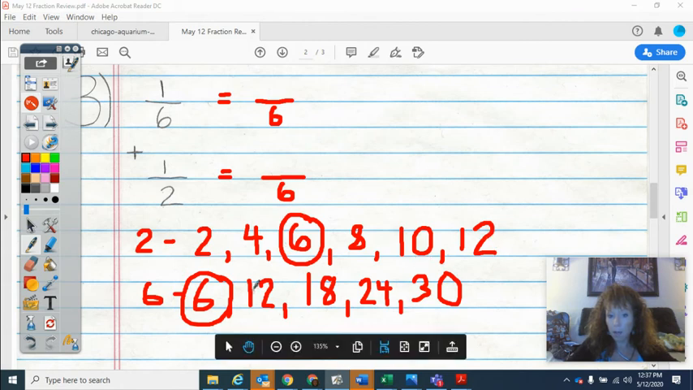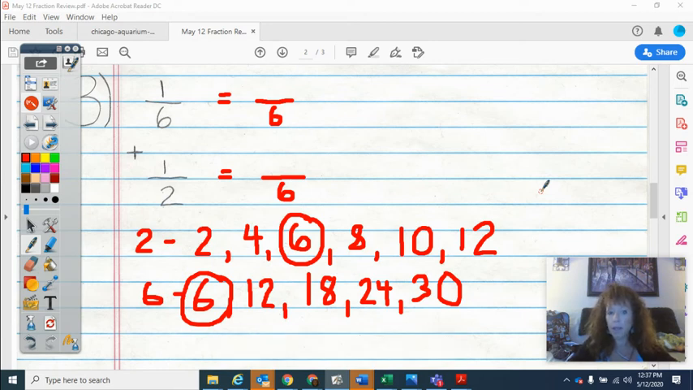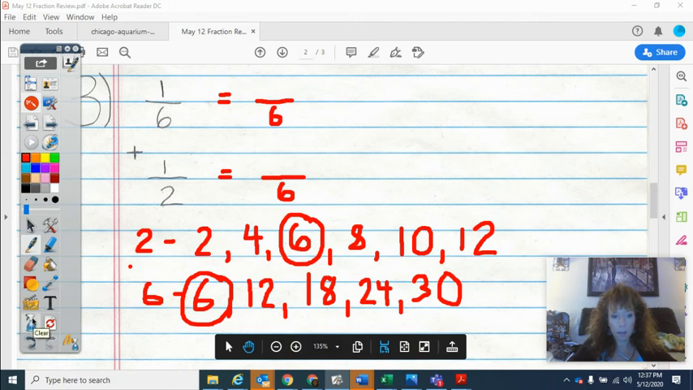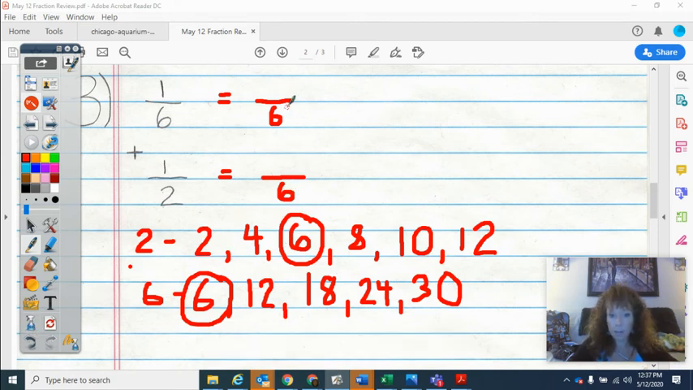They have that in common. 2 and 6 have a lot of common multiples, but we try to use the smallest one because it makes it easier to simplify at the end. All right, so we want it easy at the end. So I've got my common denominator now, 6, 6. But I have to find my numerators.